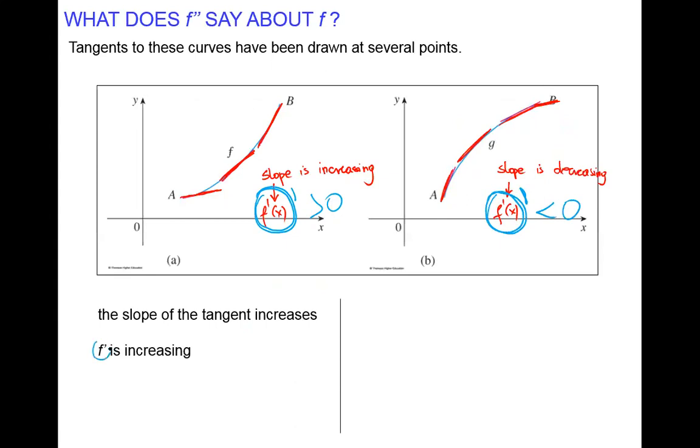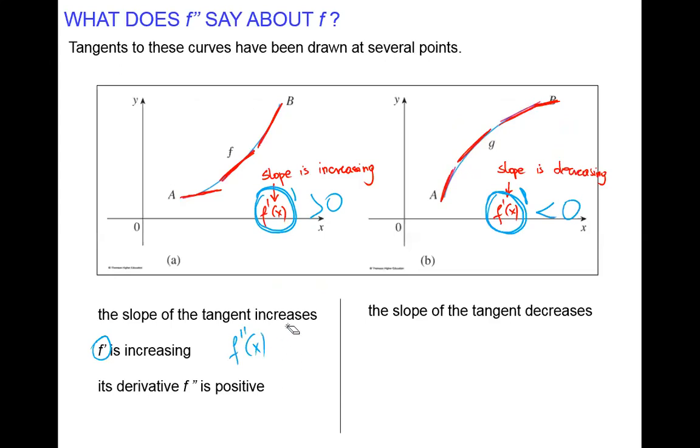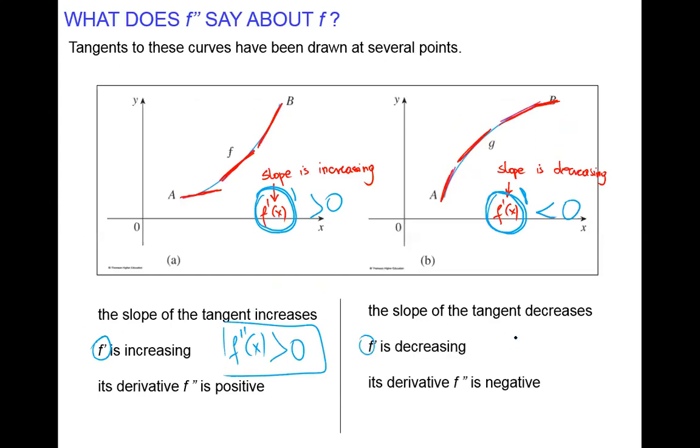That means, that's what I said. F prime is increasing, its derivative is positive, which I can say second derivative is positive. If the slope is decreasing, second derivative, its derivative is negative. Okay, that means this is the proof for the function to be bended up and down.